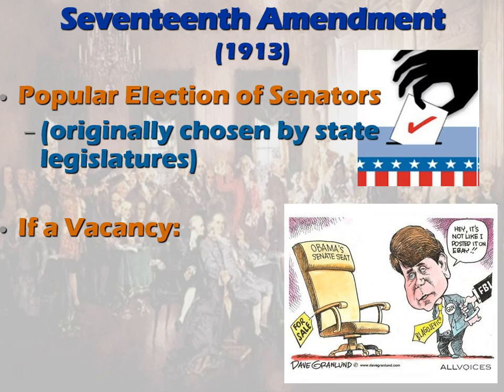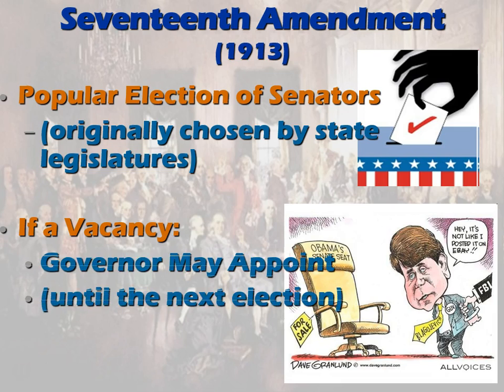The other part of the 17th Amendment is what happens if there is a vacancy. So if somebody for whatever reason either dies or cannot fulfill their job or is injured to the point where they have to resign, if there is a vacancy in the Senate, it is up to the governor of the state to appoint somebody to serve in that place.